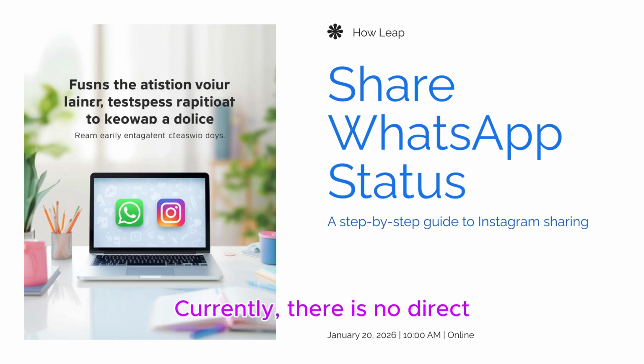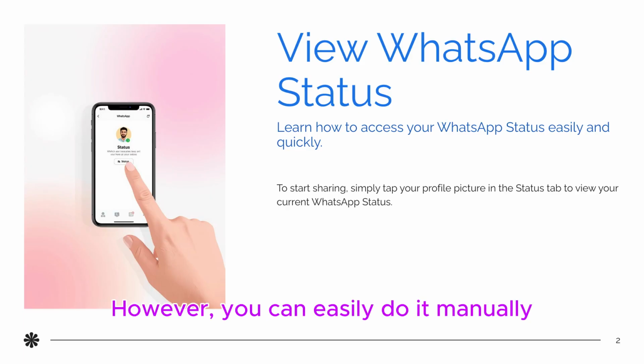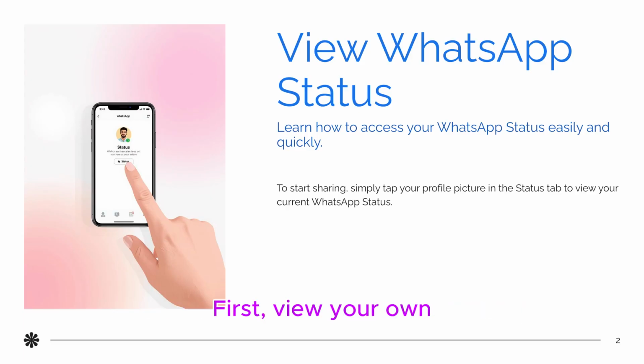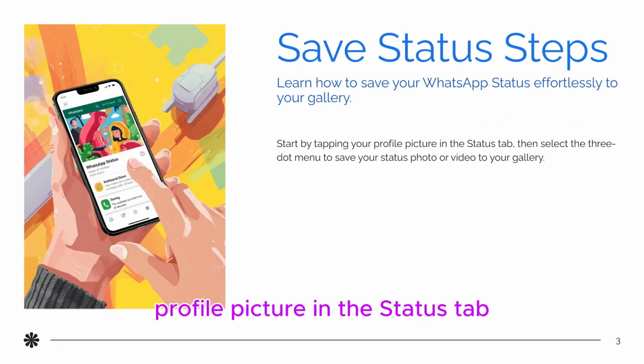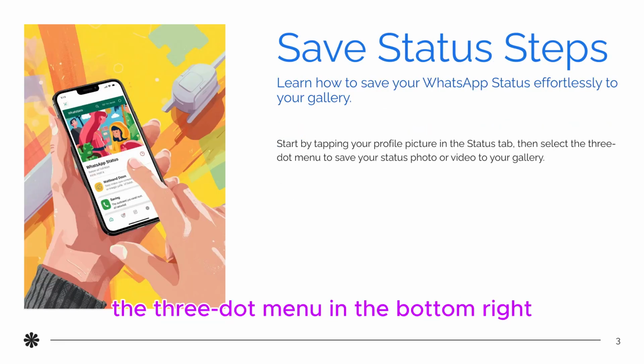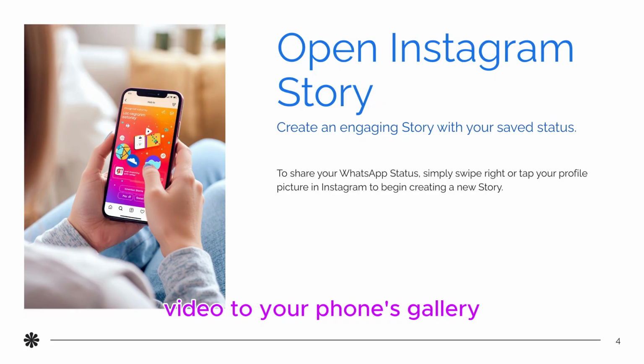Currently, there is no direct one-tap button to share a WhatsApp status to Instagram. However, you can easily do it manually. First, view your own WhatsApp status by tapping your profile picture in the Status tab. Tap the three-dot menu in the bottom right, select Save. This saves the status photo or video to your phone's gallery.